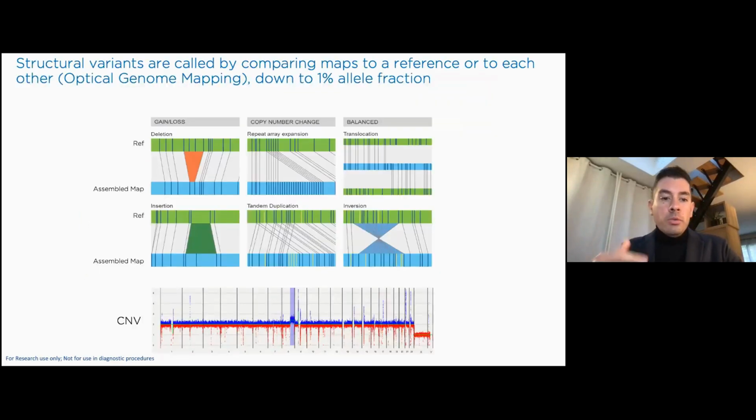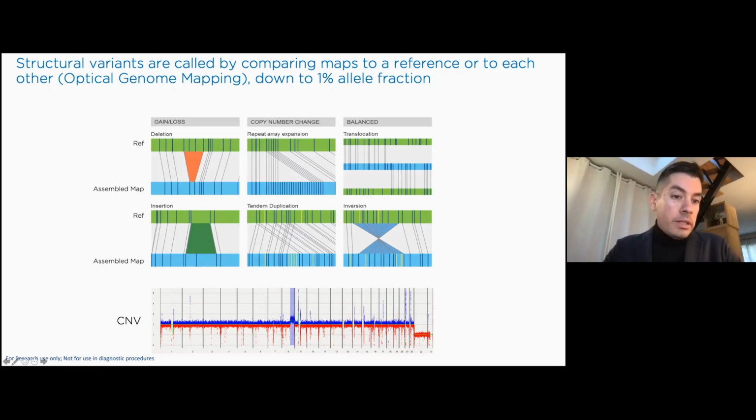This is how we represent the map alignment. We always represent the reference in green and the sample map in blue. Here you can see a deletion and an insertion, and we can detect that by measuring the shrinking or the increasing in the distance between the labels compared to the reference.